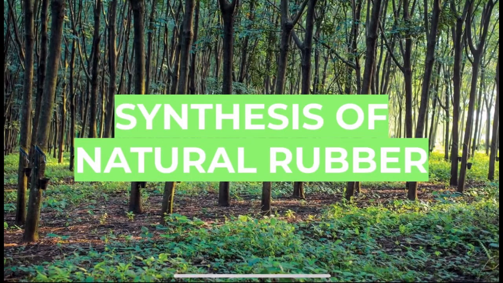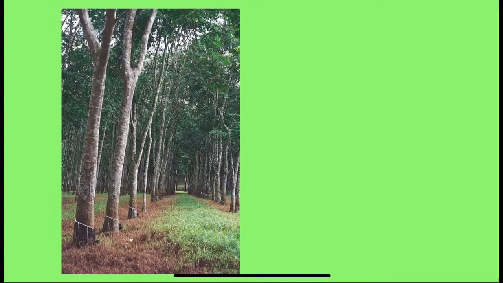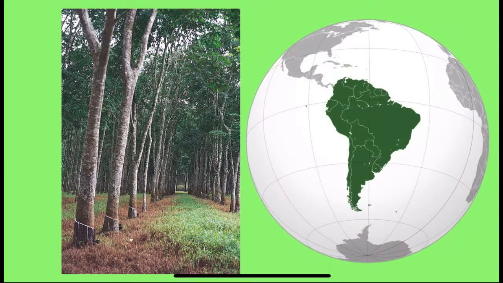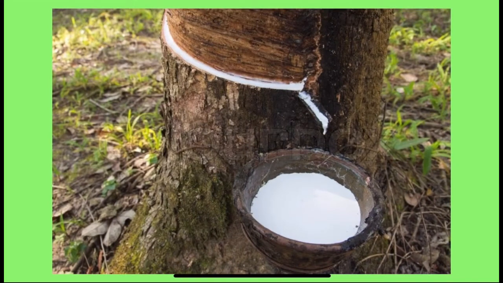Synthesis of natural rubber. Commercially, natural rubber is obtained almost exclusively from the Hevea brasiliensis tree, a tree indigenous to South America. When the bark of the Hevea tree is partially cut through, a milky liquid exudes from the wound and dries to yield a rubbery film.